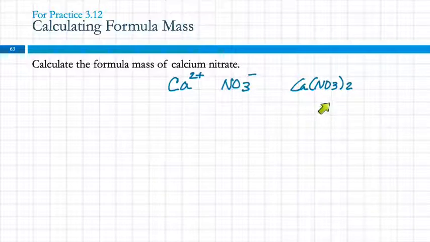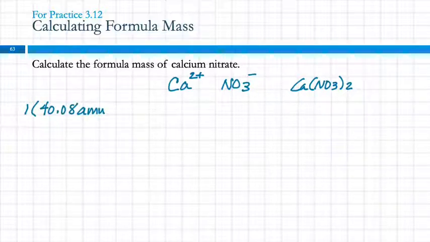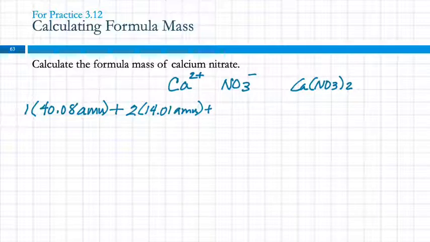Calculate the formula mass. So I'm going to look at the formula. There's 1 calcium. There are 2 nitrate units, but that's 2 nitrogens and 6 oxygens. Everybody see that? And so I'm going to find the mass of calcium atoms and nitrogen atoms and oxygen atoms, and I'm going to multiply by how many there are and add them up together. So there's 1 calcium, and I look up calcium, and it's 40.08 atomic mass units. And there are 2 nitrogens, and that's 14.01 atomic mass units. And then 6 oxygens, 16 atomic mass units.